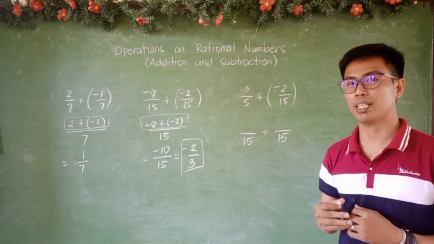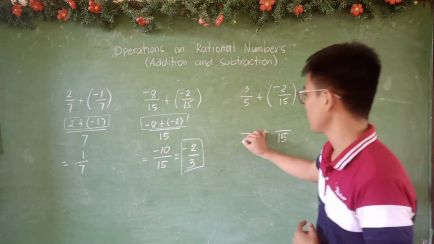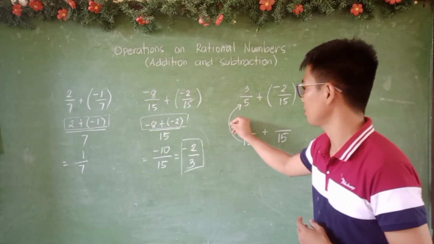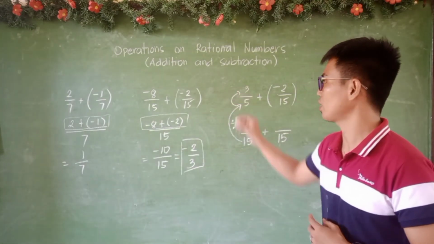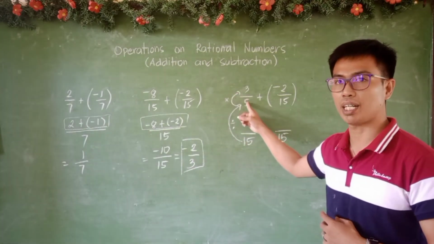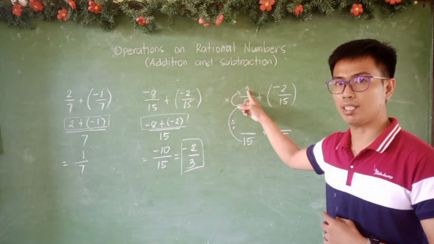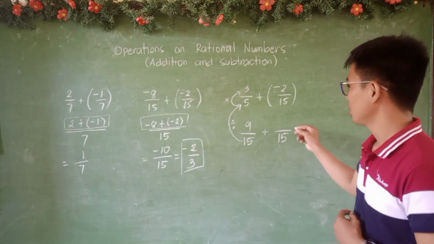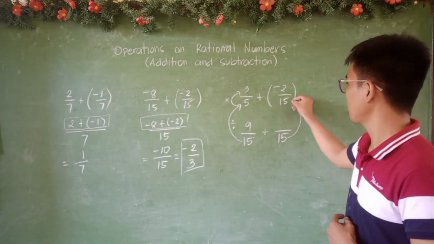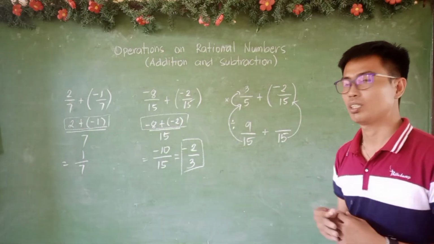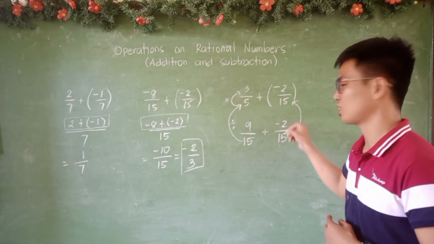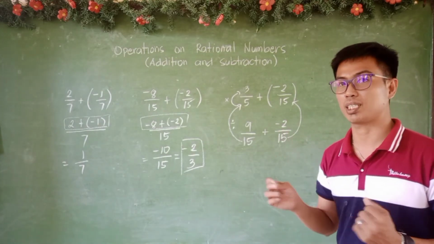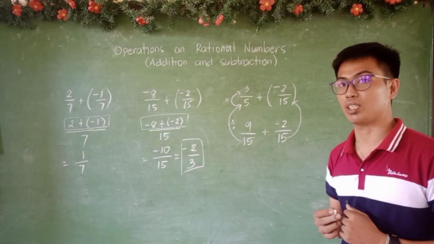So after natin makuha yung LCD, same process na ginawa natin kanina. So we just need to divide. And then the result will be multiplied to the numerator. So 15 divided by 5 is 3 times 3, that will be 9. And then proceed. So we have 15 divided by 15 is 1. So negative 2 times 1 is negative 2 since 1 lang naman siya. So any number multiplied to 1 is the same number. So negative 2 yung magiging sagot. So they are now similar fractions.